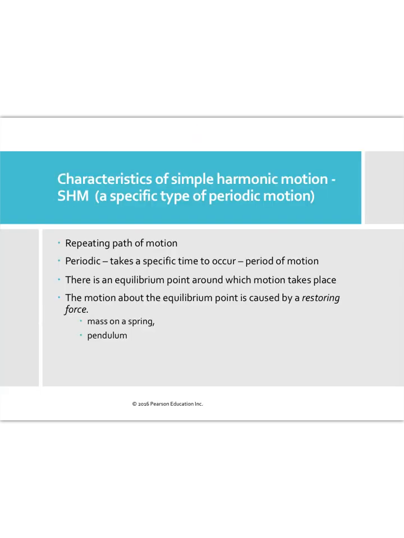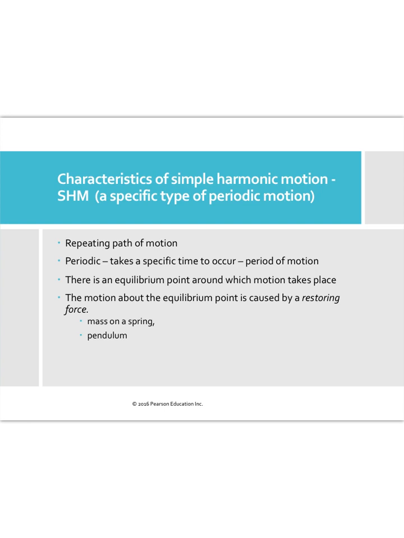We're going to be more specific. We're going to talk about a specific type of this periodic motion, which is simple harmonic motion. So it does have the repeating path of motion, and it is periodic, which means it takes a certain amount of time for that repeating motion to occur, and it's always going to take that same amount of time. But what makes it specifically simple harmonic motion is that there's an equilibrium location, an equilibrium point, and the motion is occurring around that point.